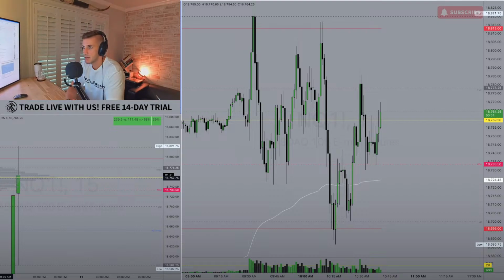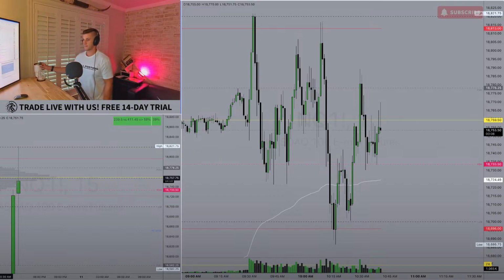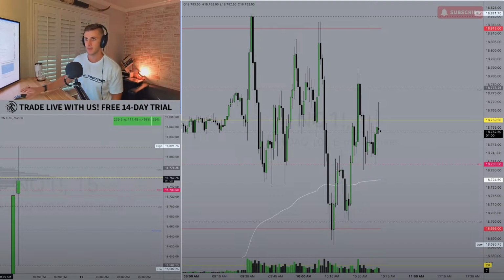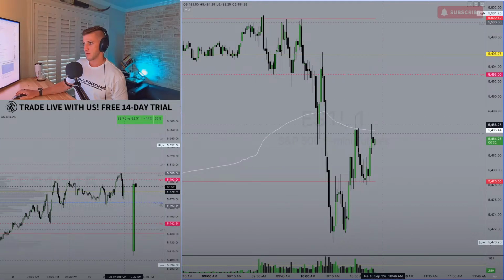So prior day high holds again. Buyers making a push for that pre-market high. But again, the action's just getting tighter and tighter. Let's have a look at ES. So back into that 54.85.